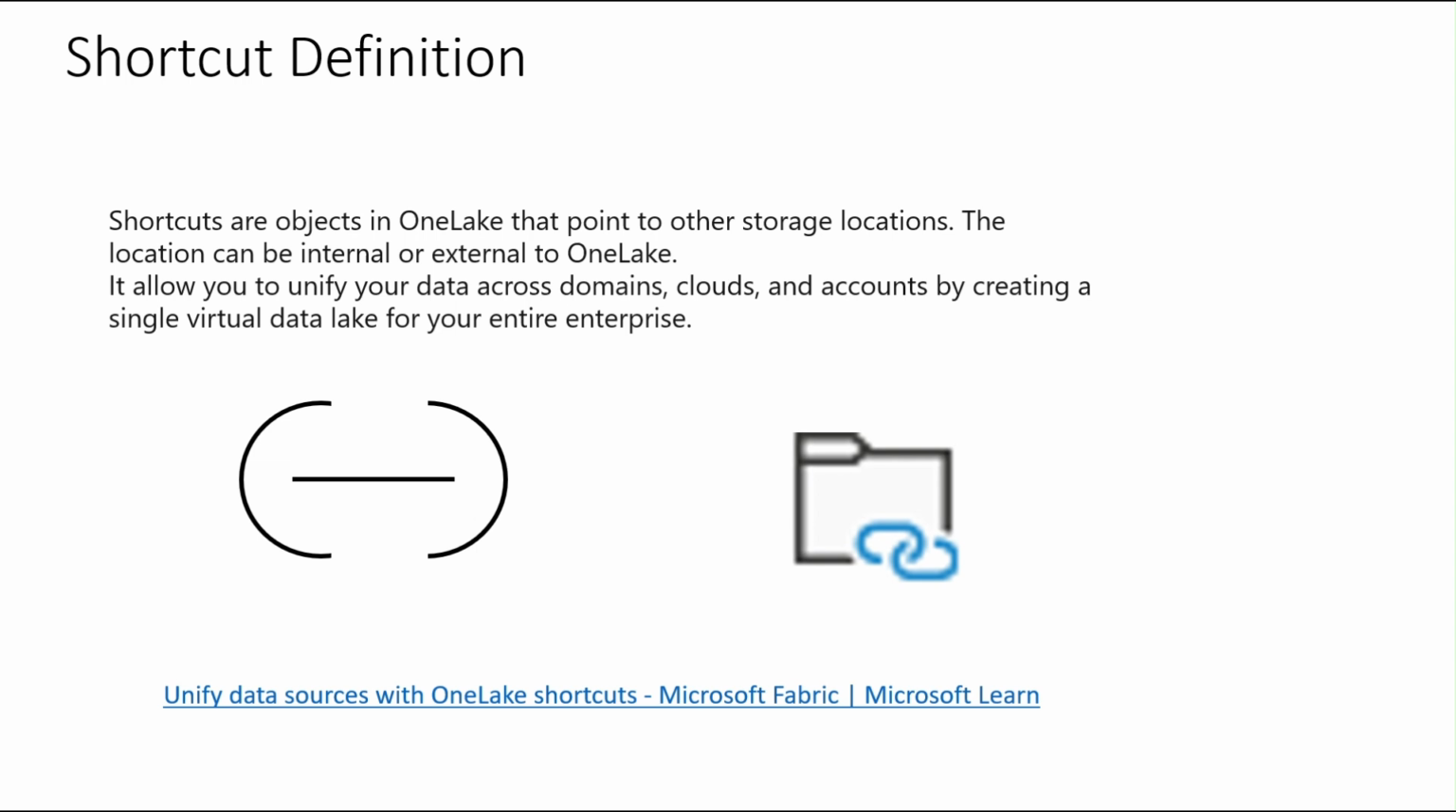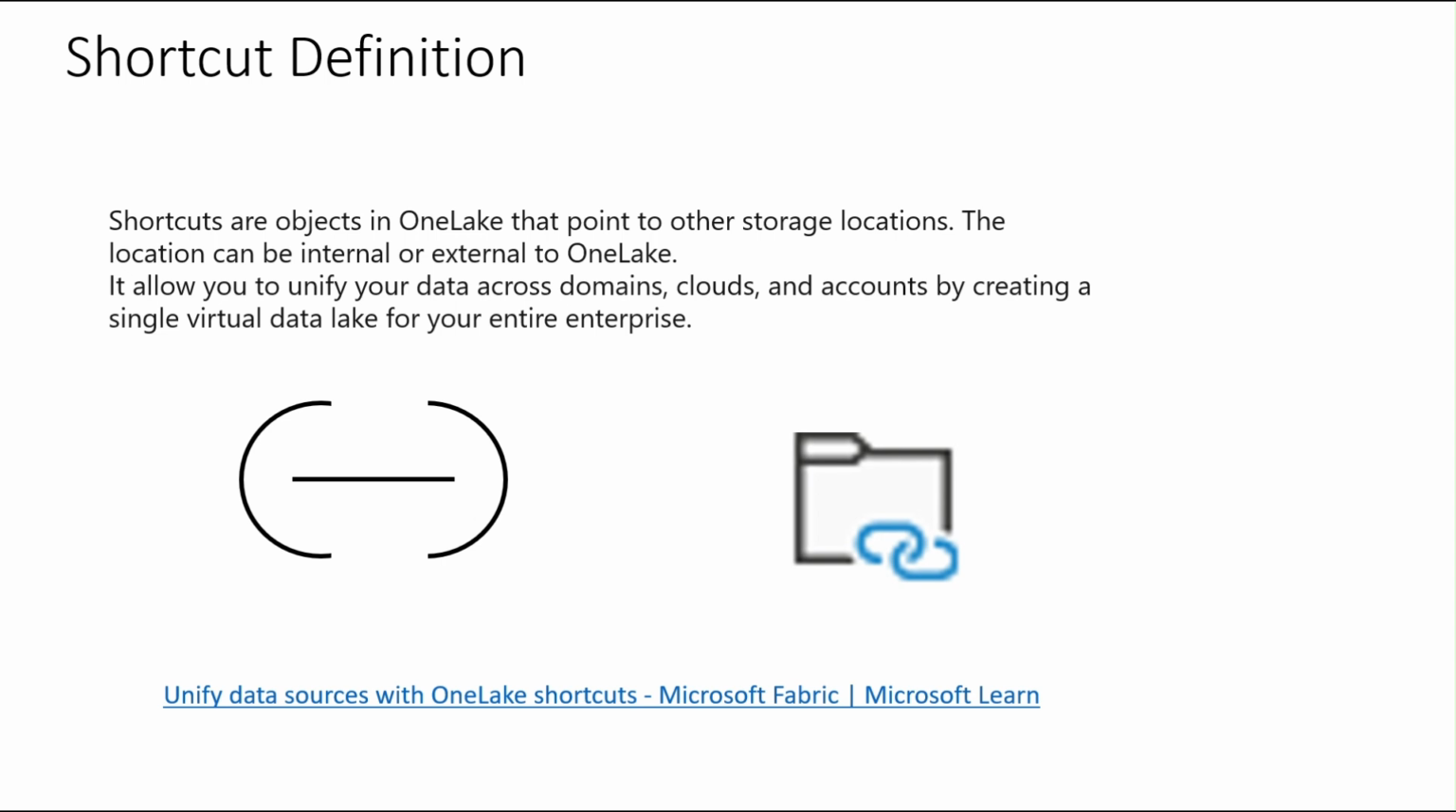That means the location can be either external or internal to OneLake. If your data is in another data source and you want to create access to that data source from Fabric, then we will create shortcuts. Shortcuts allow you to access data from different data sources, and we are not physically copying the data from your data source.